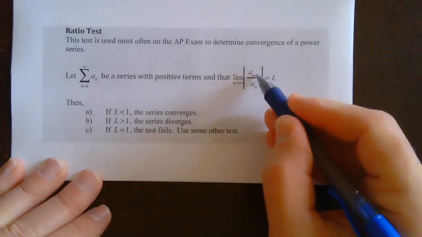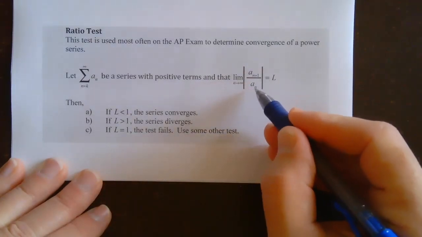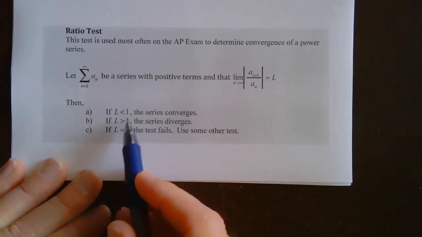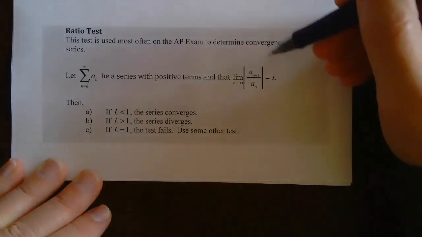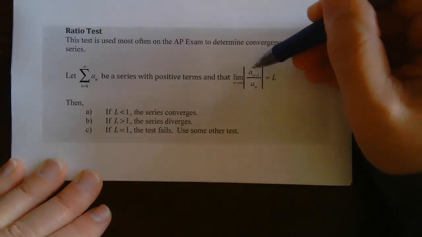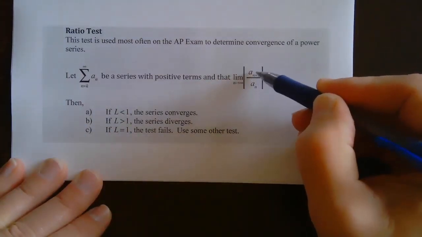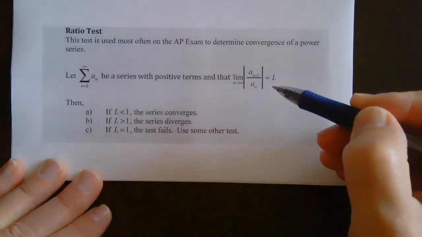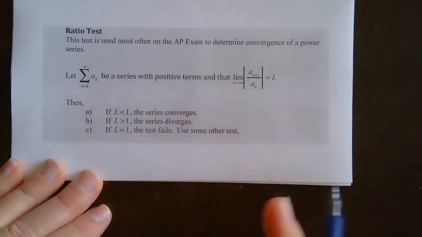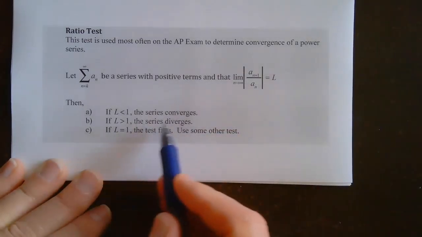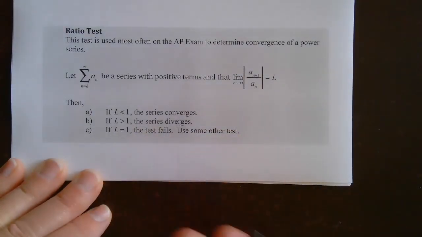Like if this was 2 and this was 5, then that would come out to be a number that's less than 1. So if we come out with less than 1, that would mean our numerator is smaller than our denominator, which means the terms are getting smaller, which is why this one converges. That's kind of a nutshell of why this works.